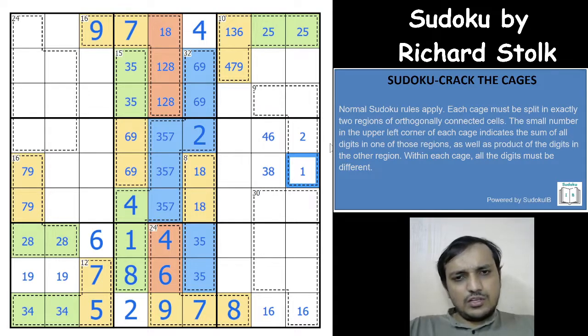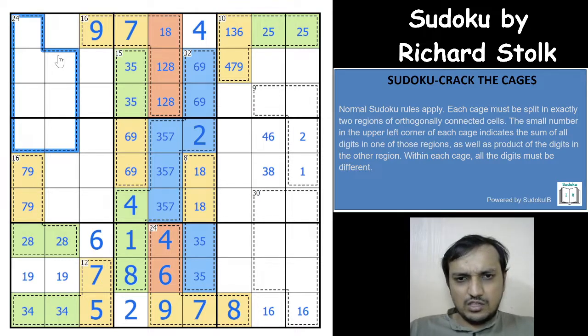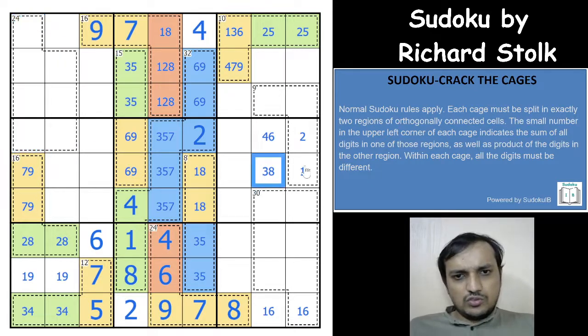So if I use 4 and 6 as the product, 2 gets eliminated from the 24 cage, and all the other digits would have to be 8 7. For the sum it would have to be 8 7 5 3 1, 1 3 5 7 and 8, that is 24. And if I use 38 as the product, 1 is eliminated. The other digits would have to be 7 6 5 4 and 2. 7 6 5 18. 4 and 2 plus 6 18 24. That is also fine.